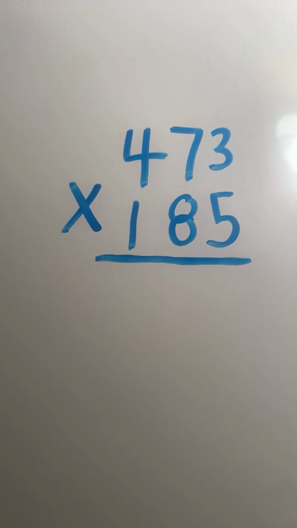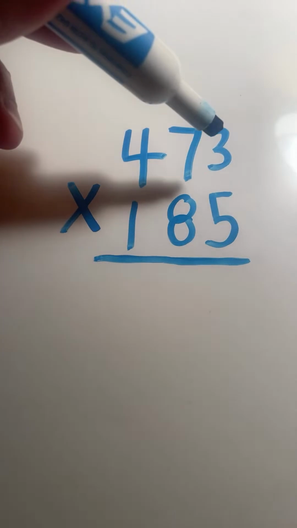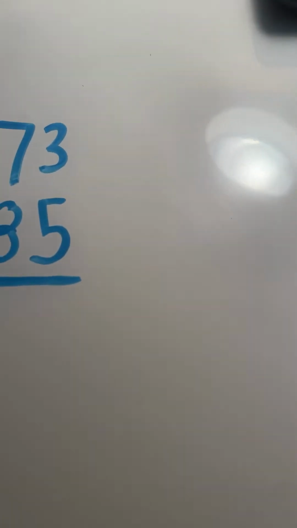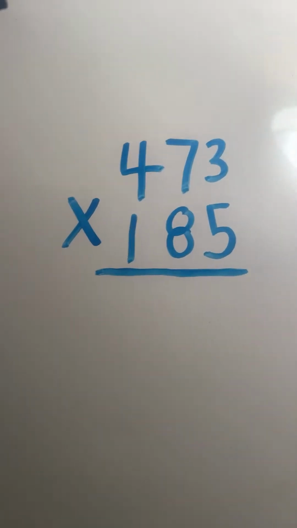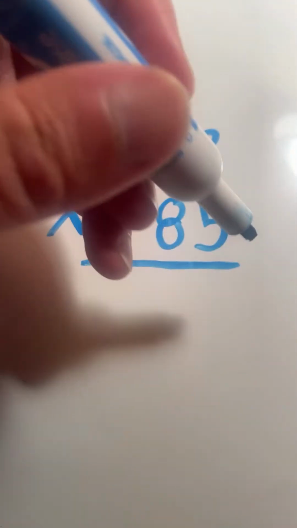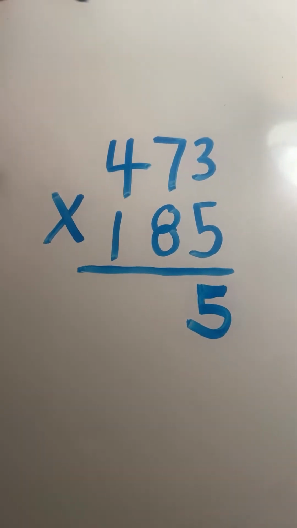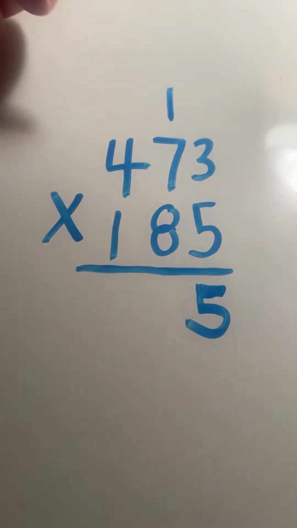So we are going to start out by multiplying the digits in the ones place. We are going to start out by multiplying 3 times 5. So 3 times 5 equals 15. Because our product is more than 10, we have to regroup. So the 5 in 15 is going to go in the ones place. The 1 in 15 gets carried over to the tens place.